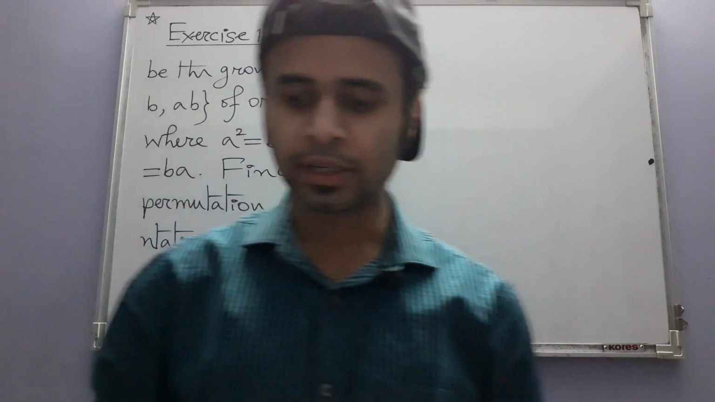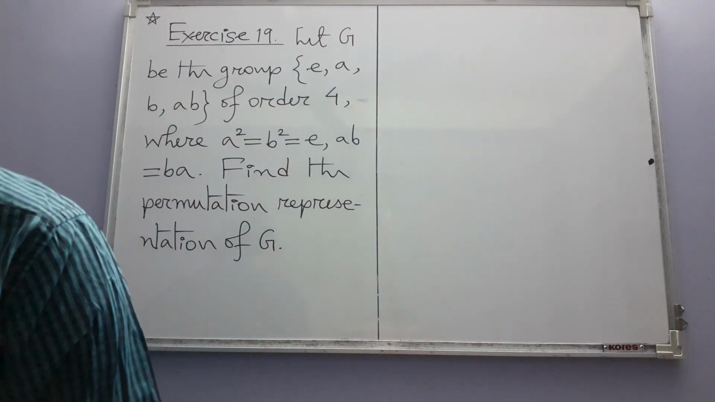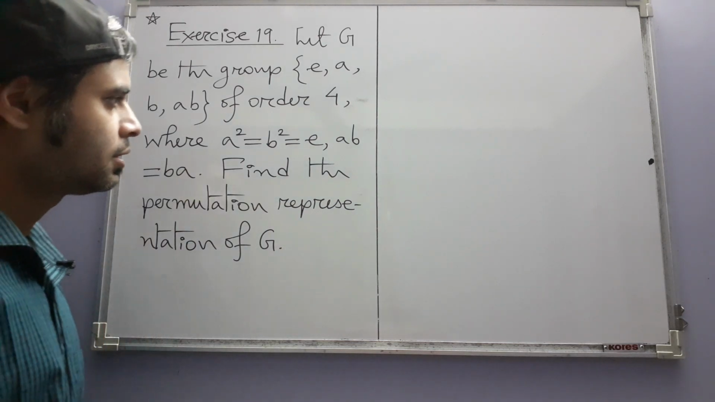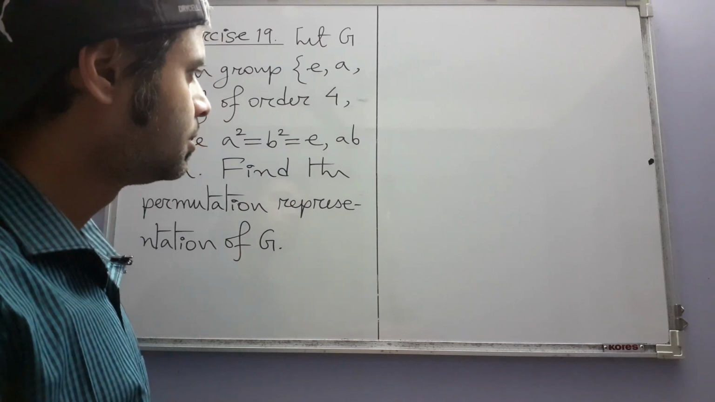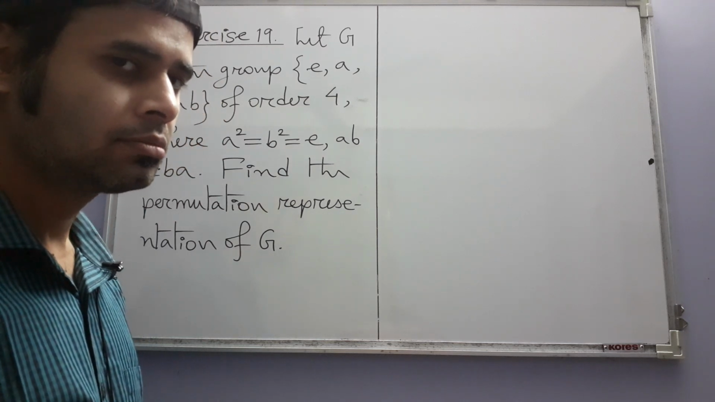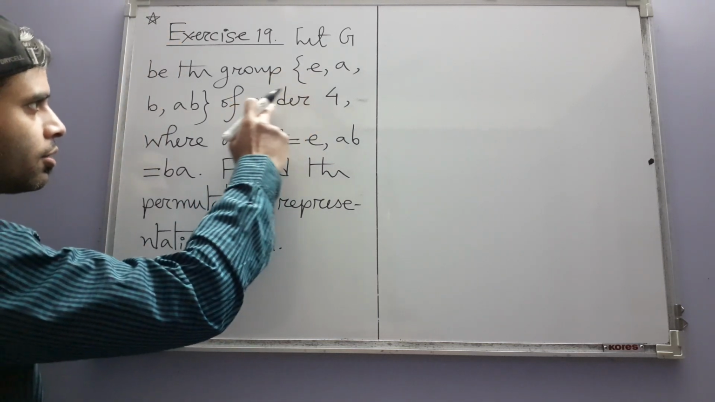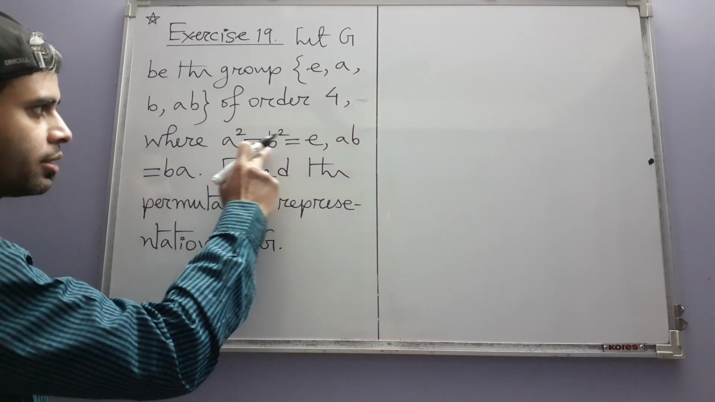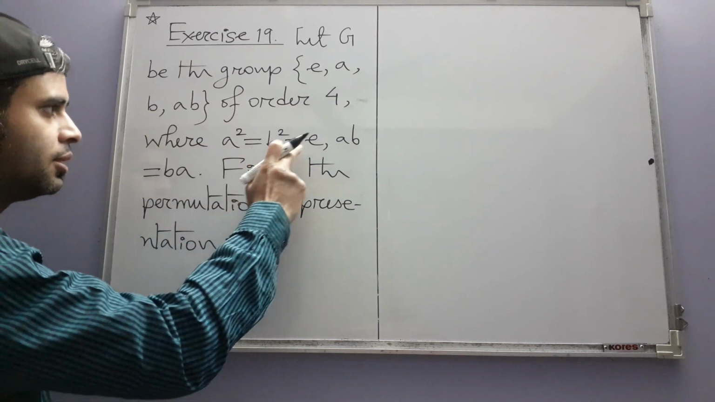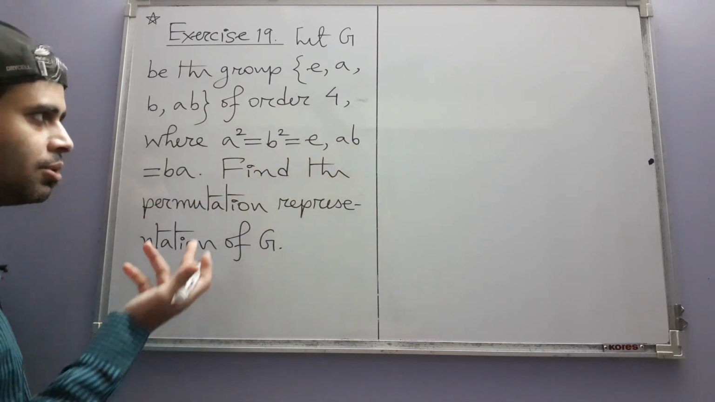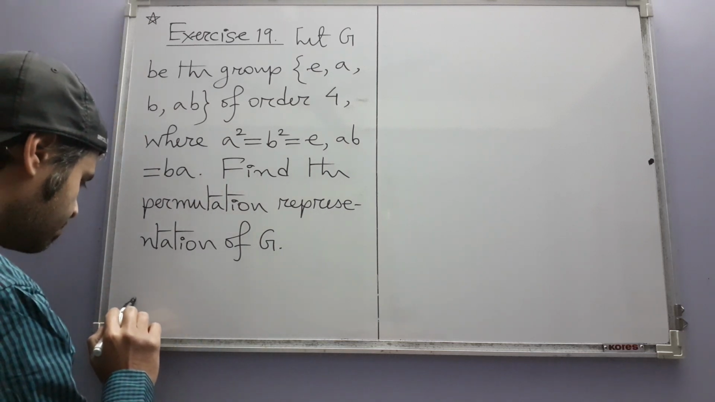Okay, so let us continue our group theory problems with this next one, the 19th one. Now here, just like the previous one, the 18th one, we are given a group for which we have to find the permutation representation. And our group is now a 4-order group where these relations are true. That is, the squares of these two elements a and b equal e, and a and b commute with each other. So let's see the solution.